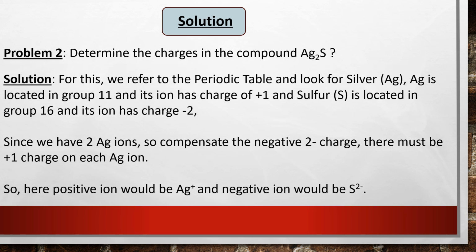Our second problem was determine the charges in the compound Ag2S, which is completely opposite to our first problem. For this, we refer to the periodic table and look for silver Ag. Ag is located in group 11 and its ion has charge of +1. And sulfur S is located in group 16 and its ion has charge -2. Since we have two Ag ions, we compensate the 2- charge. There must be +1 charge on each Ag ion. So here positive ion would be Ag+ and negative ion would be S2-.